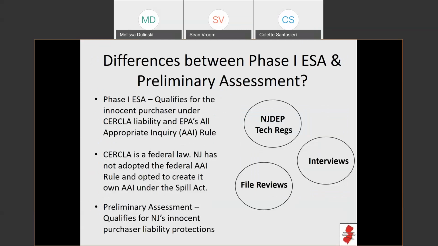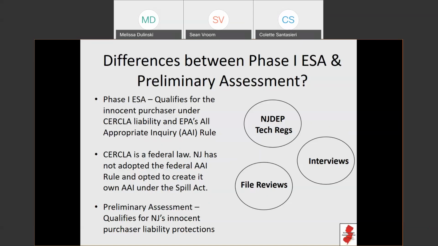So one thing that I find is confusing to some people is the difference between a phase one environmental site assessment and a preliminary assessment. So a phase one qualifies you for innocent purchaser liability protections under federal law, while the PA qualifies you for New Jersey's state-specific innocent purchaser liability protections. So it's important to note here that in the eyes of the New Jersey Department of Environmental Protection, a phase one does not equal a PA. So a PA follows New Jersey DEP's specific technical documents and regulations and has forms associated with it.